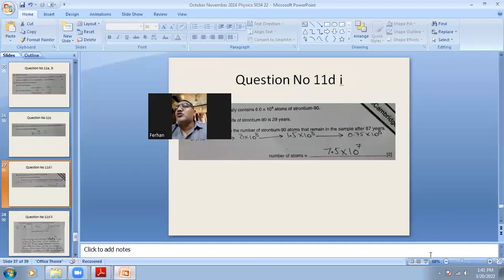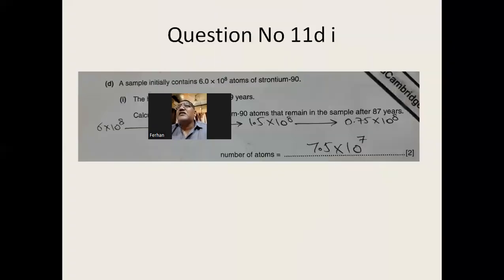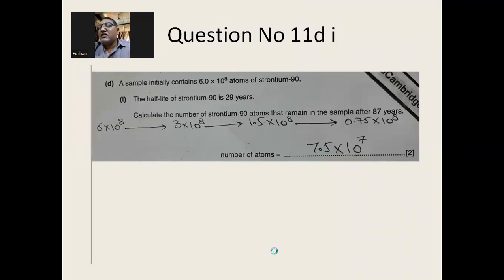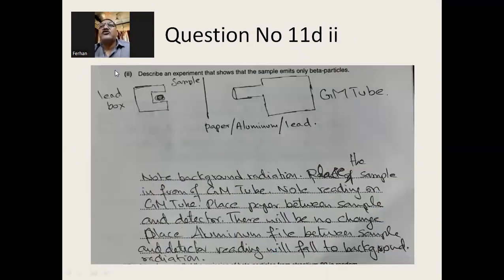So let me show you my answer that I have written. Here comes this. This is the sample in the lead box, and here is the GM tube. I will put a paper, then I put aluminum foil, then I can put a lead between them. So just check what I have written.